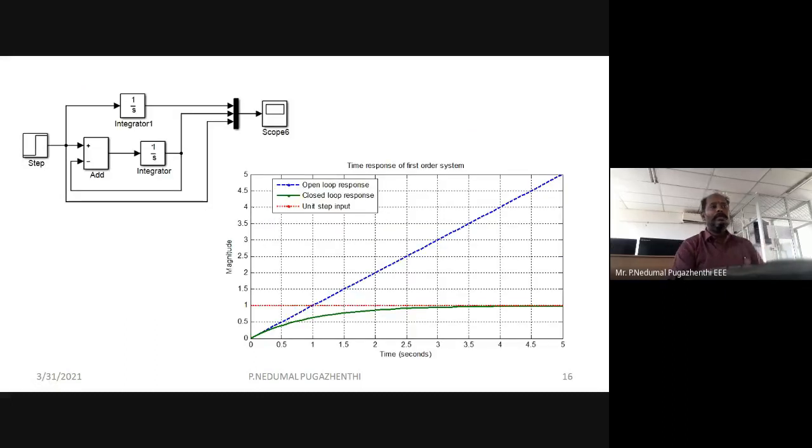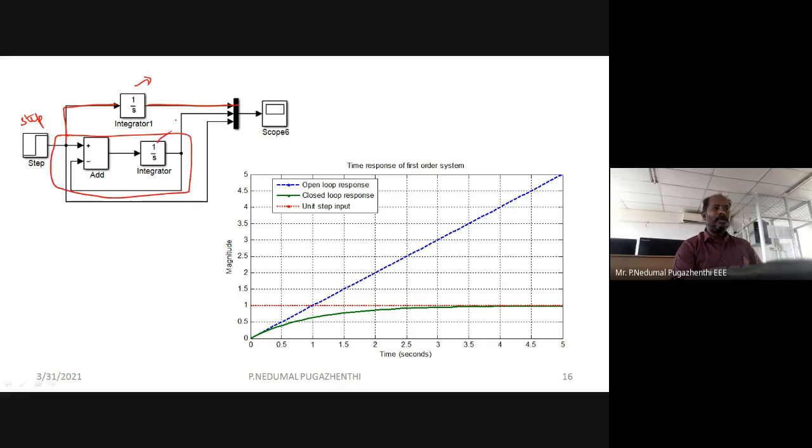And this gives you the same thing. You can see that this is an open loop system. The first line is an open loop system. It is directly taken from the input. This is a step input. It passes through an integrator 1 by S, and it goes to the scope. The second one, for the same system, I have given a closed loop.